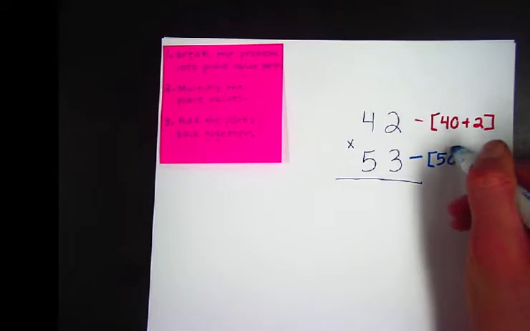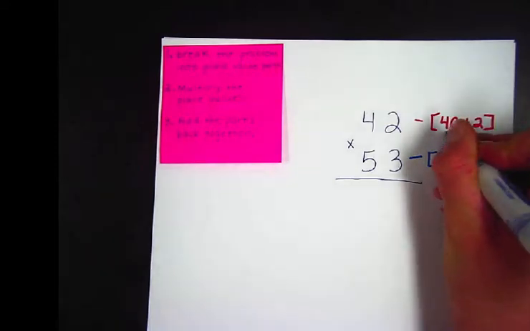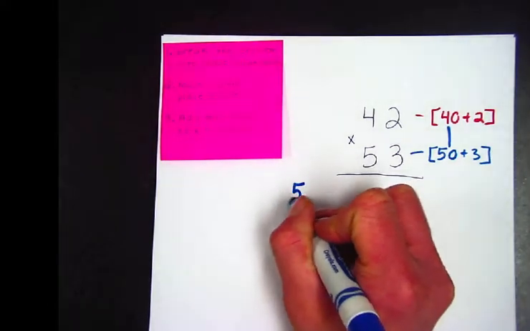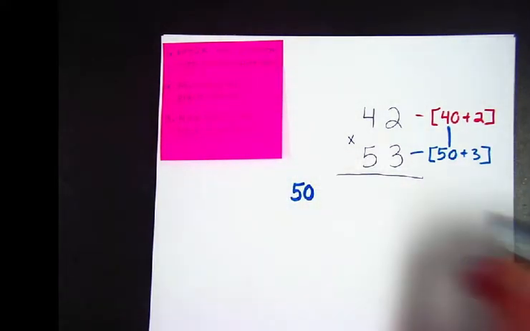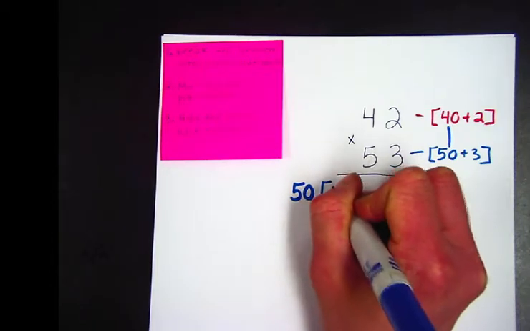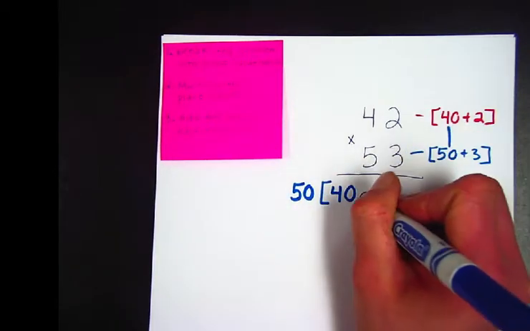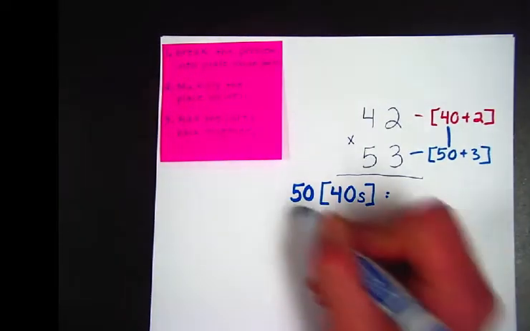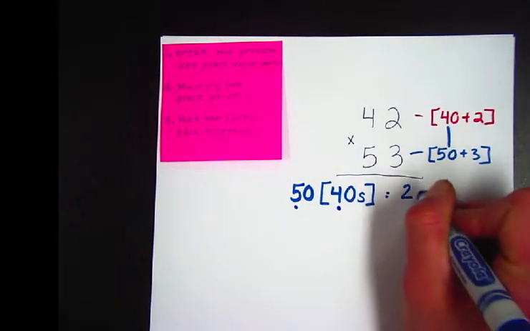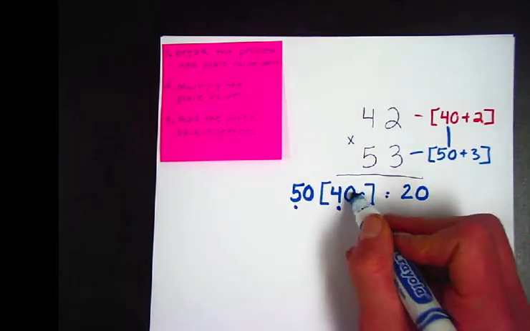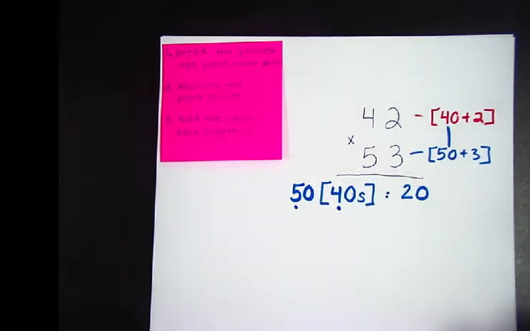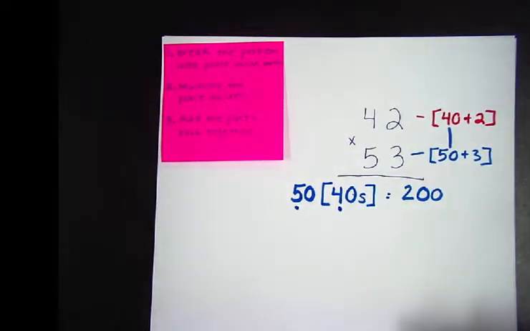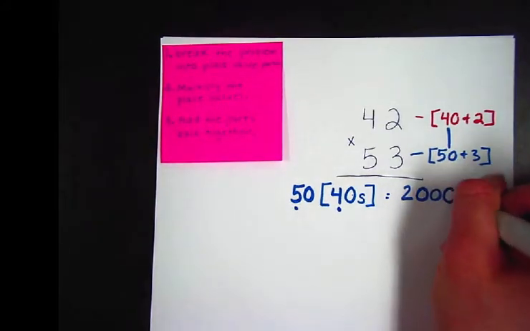I am going to go ahead and do 50 times 40. That's going to be my first one. So under the line down here, I am going to write 50 40s, or 50 groups of 40s, which I know from basic facts, 5 times 4 is equal to 20. I have a tens here, a tens here. 10 times 10 is equal to 100. So my answer becomes 200. You need one more zero because the 5 times 4 was 20.